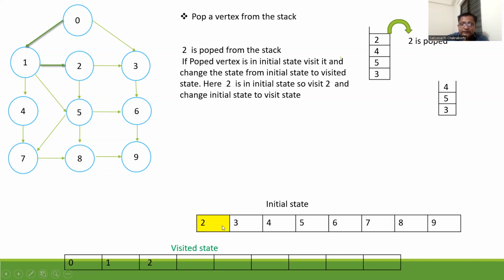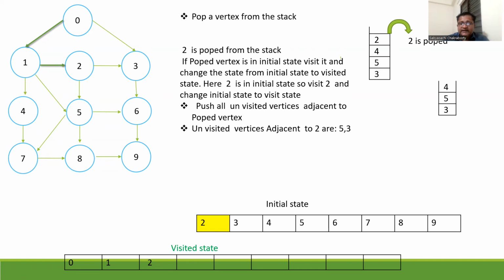2 will be taken out from the initial state and included in the visited state. 2 will be inserted into the visited array and excluded from the initial array. 2 is no longer in the initial state, but in the visited state now. After that, 2 will be explored and the descendant adjacents of 2 are generated, like 5 and 3. 5 and 3 are the descendant adjacent vertices of 2 which are generated, and 5 and 3 subsequently will be inserted into the stack, just like this.